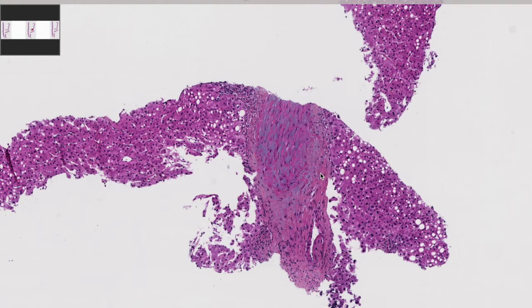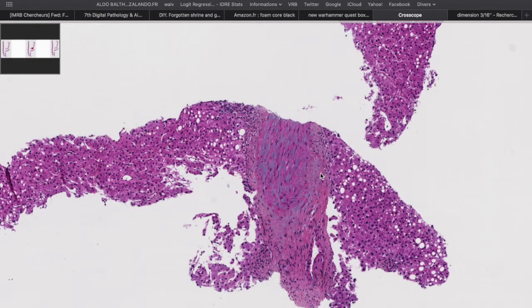And you can also order glypican-3 if you want to rule out a hepatocellular carcinoma, but remember that approximately half of hepatocellular carcinomas are glypican negative. So the main tool is now the glutamine synthetase staining, so we will have a look at it.